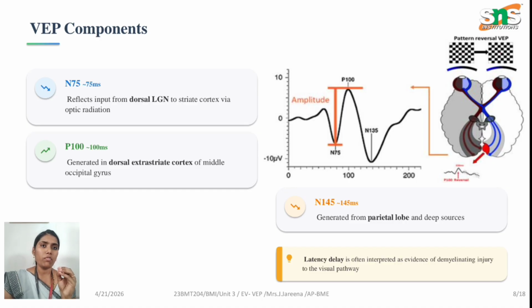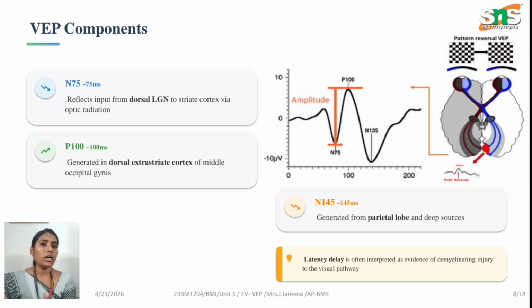If you have a negative waveform at approximately 75 milliseconds, it represents the action potential propagation from the dorsal lateral geniculate nucleus to the striate cortex. That is the pathway it clearly represents. So if there is any delay in this first negative peak, we can clearly identify where the problem is located. That is the area between the LGN, the lateral geniculate nucleus, and the striate cortex. In that particular area you can have some problem, and we can easily identify it.